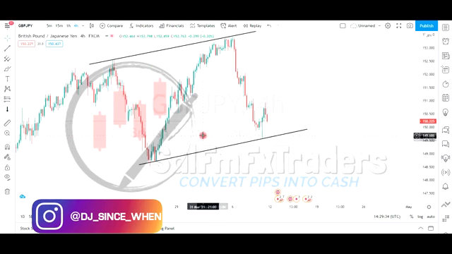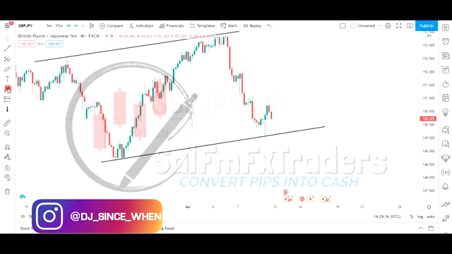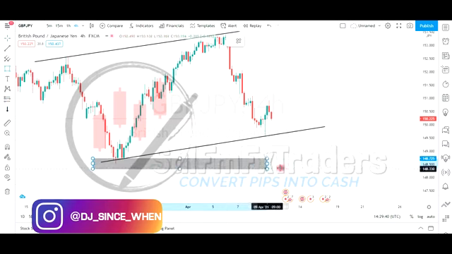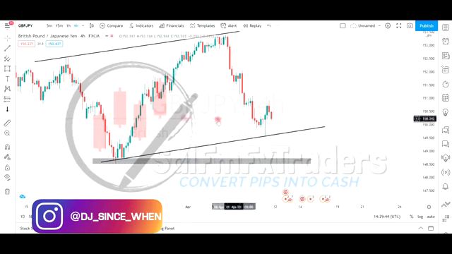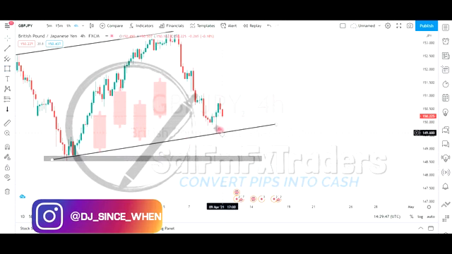So just like our GBPUSD, I'm also looking for buying opportunities here on GBPJPY, and the reason being that the market has already touched here. Maybe it might come back to retest and then continue shooting back up.